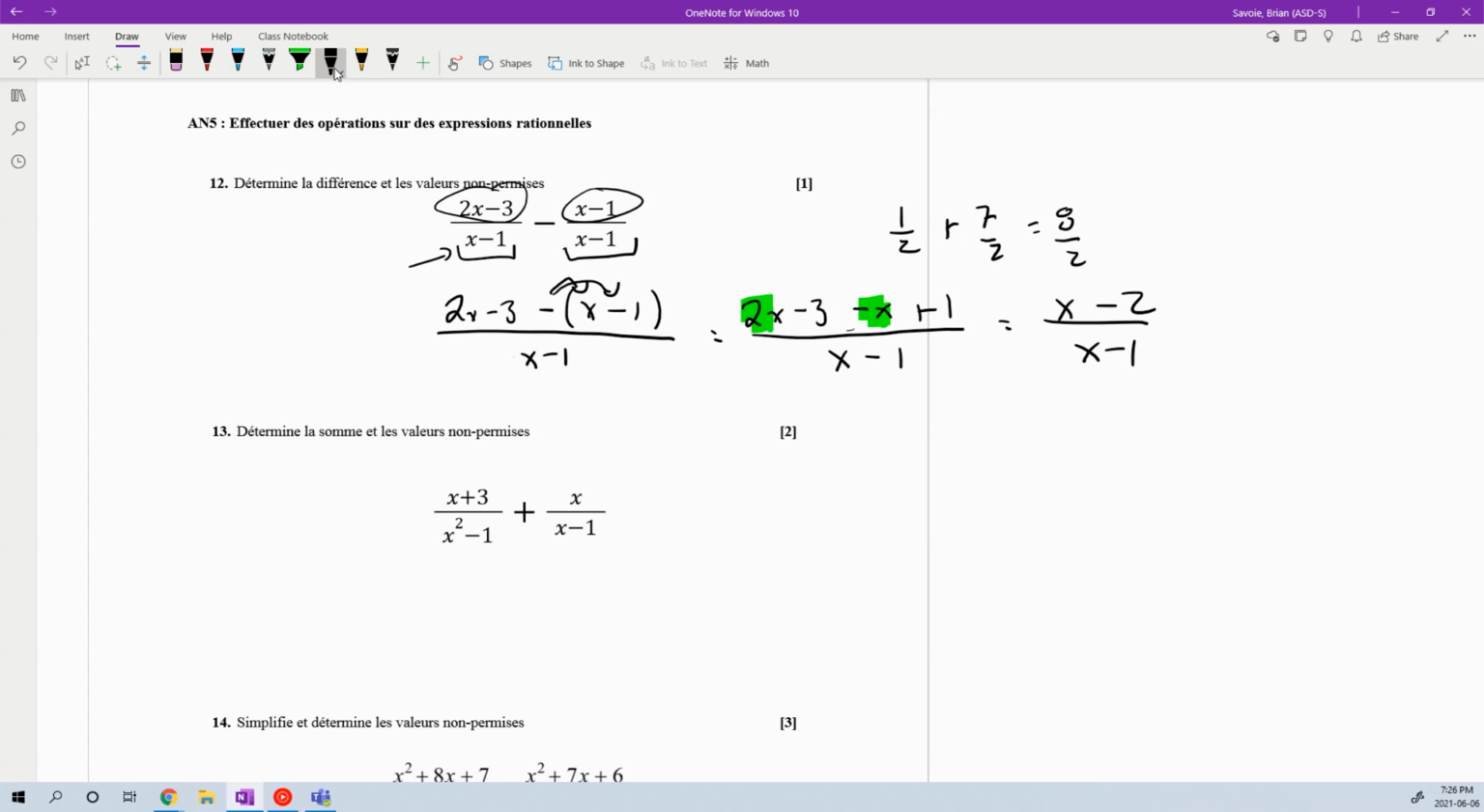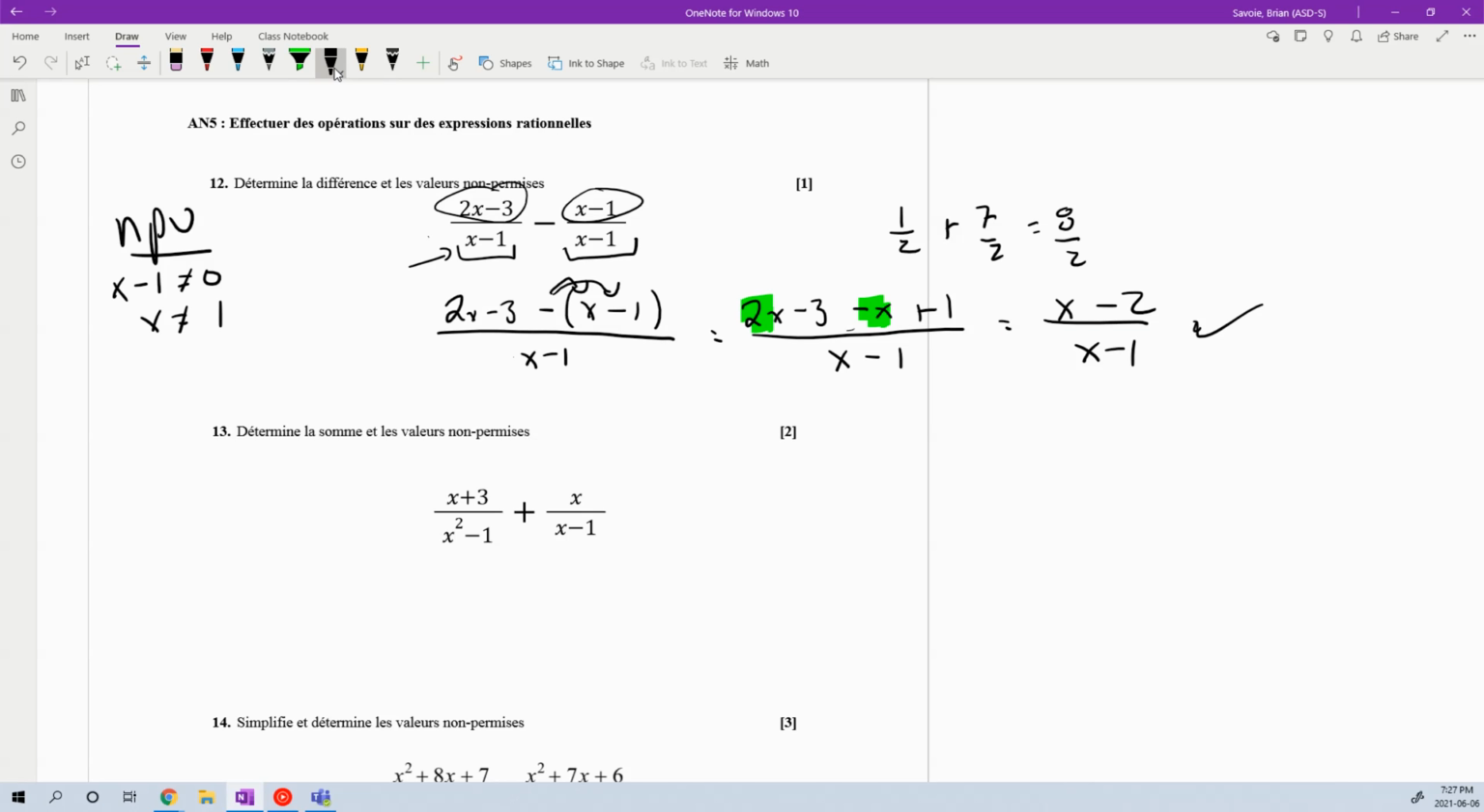If I could factor and try to cross things off, sure, I would try. But this looks like there's nothing else to do. I've got a linear expression over a linear expression. Check, I am done. Just kidding. I also need to do NPV. So I go back to my original and I notice that, okay, it's the same thing both times, which is chill. So I'll say x minus 1 cannot be equal to 0. X then cannot be equal to 1.